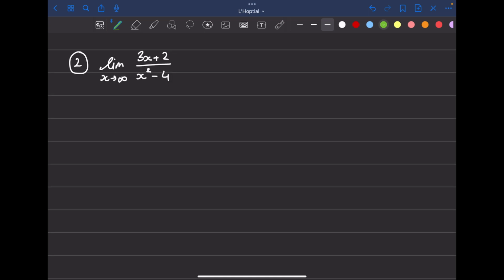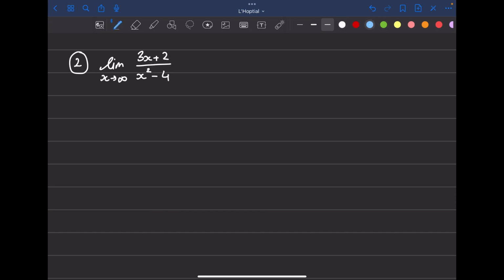Okay, question number 2. First, let's do the exact same thing. Let's look at what we have here and see if we have either 0 over 0 or infinity over infinity. Because once again, if you have one of these, that means you can use the rule that we are talking about here. Okay, so first, let's plug in x, like we said.